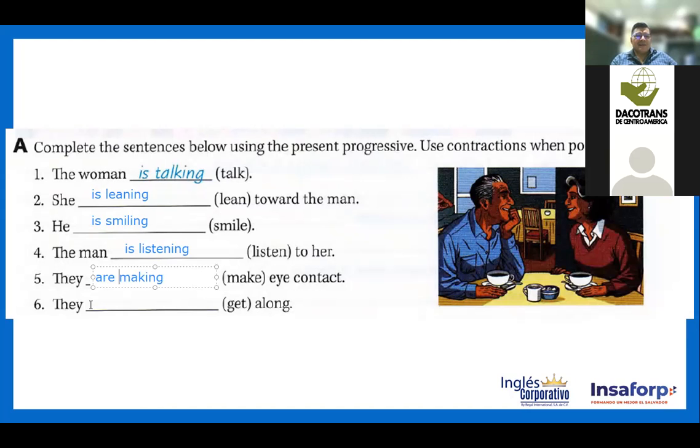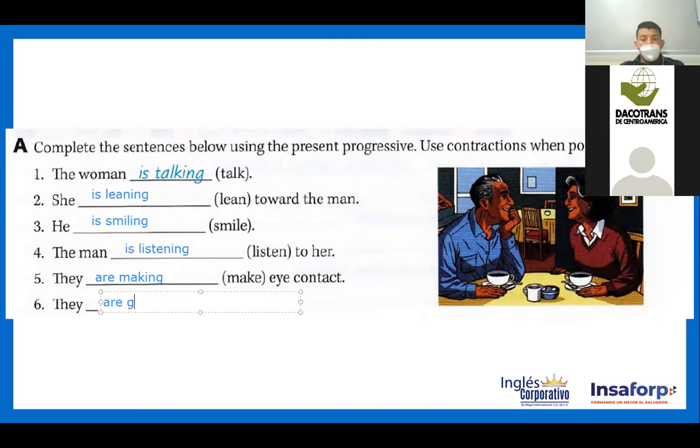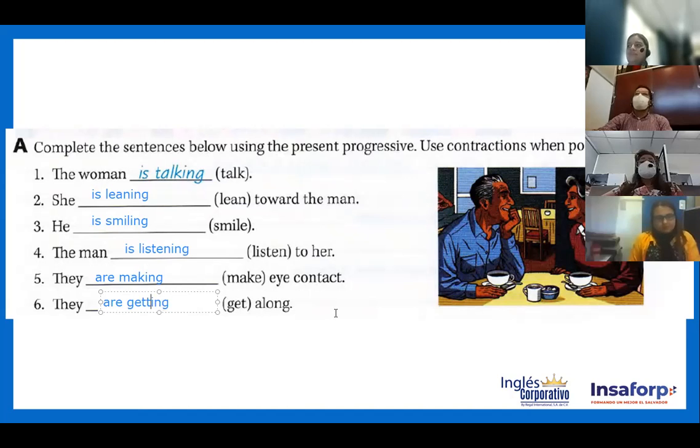Then Ruth, please. What about number six? They are getting. Está bien getting así. Yes. Are you not sure? Tenemos que duplicar, right? Getting. Sí. Getting along. Se están llevando bien, right? Getting along. Okay, very good.